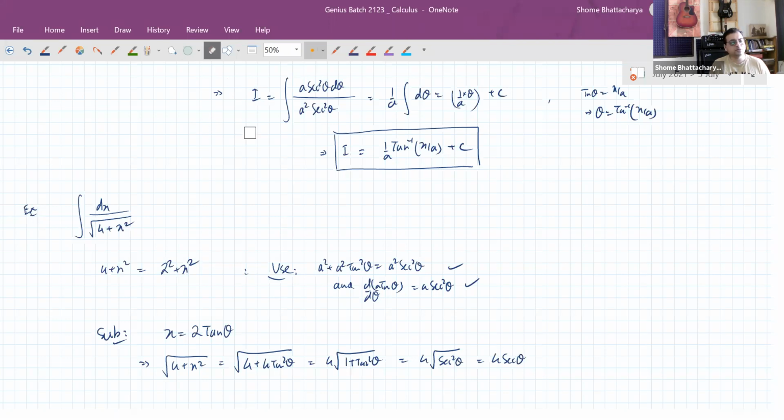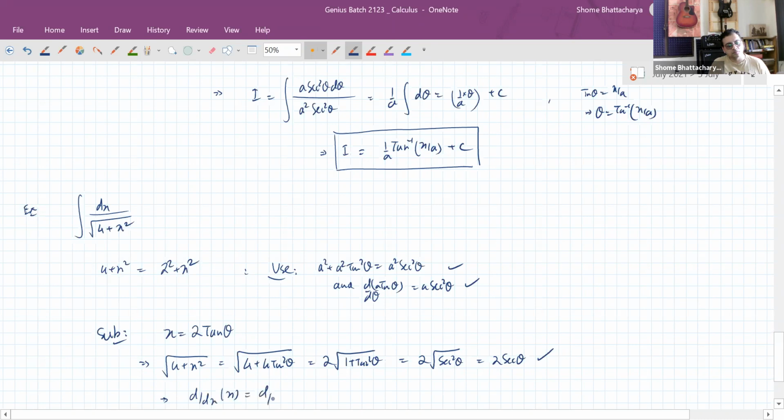So there's a 2 that comes outside instead of 4. So the denominator becomes this. And further, dx can be substituted as 2 sec square theta. So these two things can be substituted in the integration.